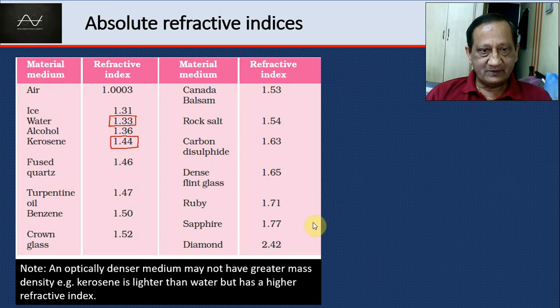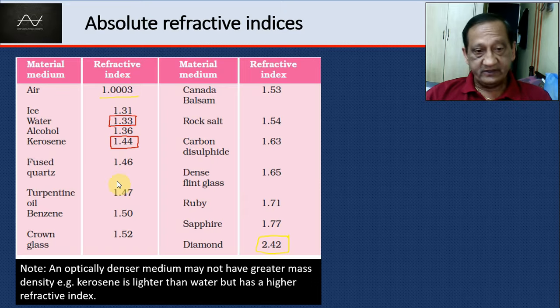So let us look at some absolute refractive indices. As I said, the speed of light in air is nearly the same as that in vacuum. So for air, it is very close to 1. For various other things I've indicated, for diamond, it is very high. Let's compare water and kerosene. Water is 1.33, kerosene is 1.44. I mentioned earlier, a high refractive index means it is optically more dense. That means lower speed. High and low speed.